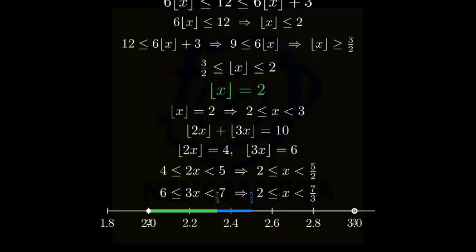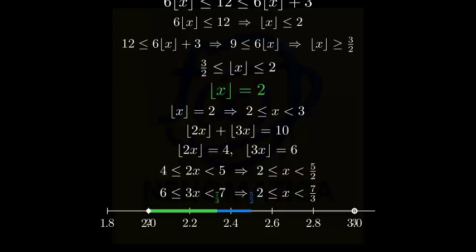Also, 3x is between 6 and 9. So floor of 3x is 6, 7, or 8. The only way to total 10 is floor of 2x equals 4 and floor of 3x equals 6. These give the ranges: 4 less than or equal to 2x less than 5, and 6 less than or equal to 3x less than 7.